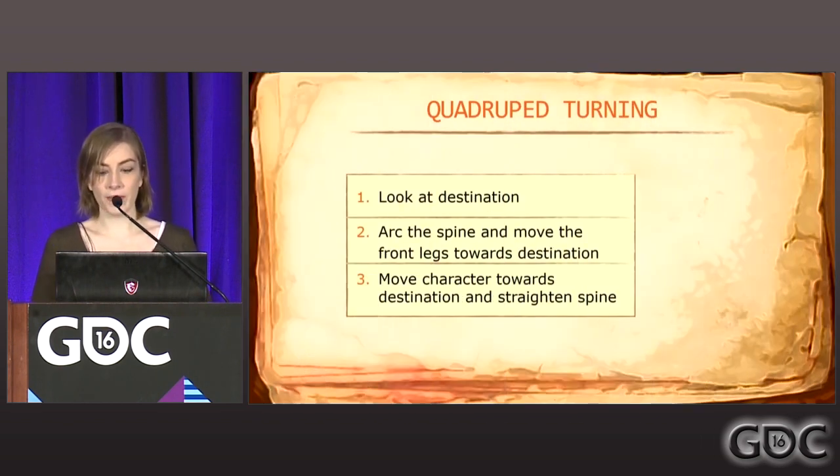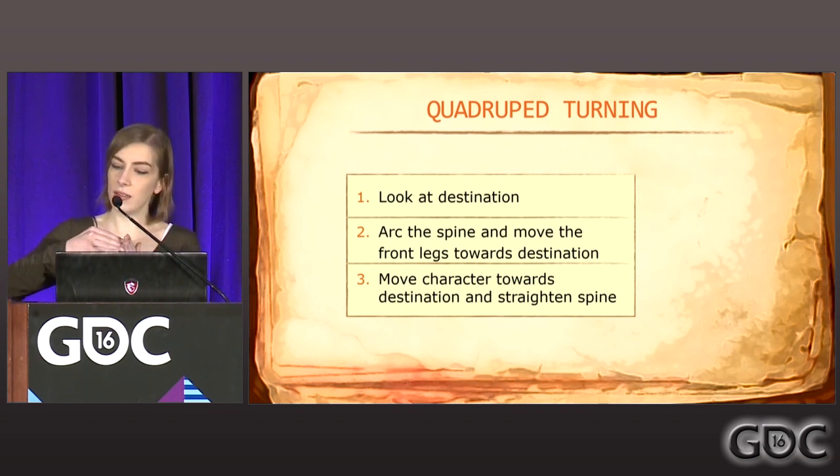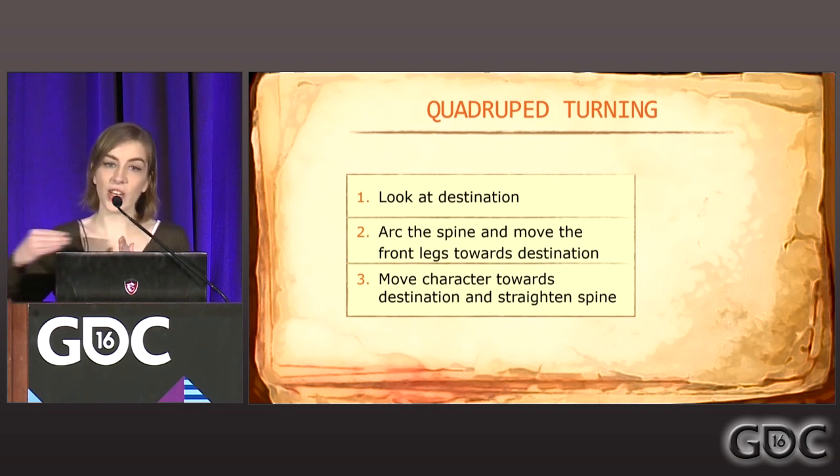So I knew that turning would be very difficult, and I decided to break down turning into 3 steps. I decided that the first thing a character does when they turn is that a quadruped should look in the direction that it's going to turn. And then I felt like the front legs should move in that direction and the spine should kind of arc. And then as the quadruped continues to move in that direction, I wanted the spine to straighten out and I wanted the back legs to catch up.